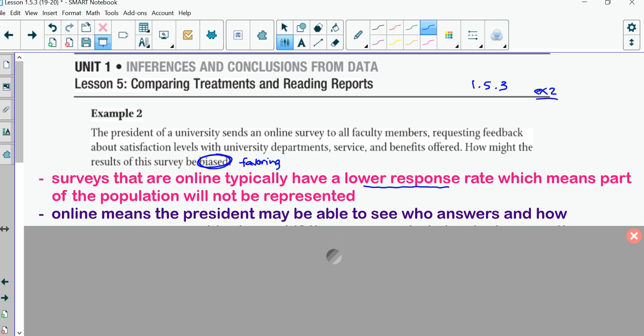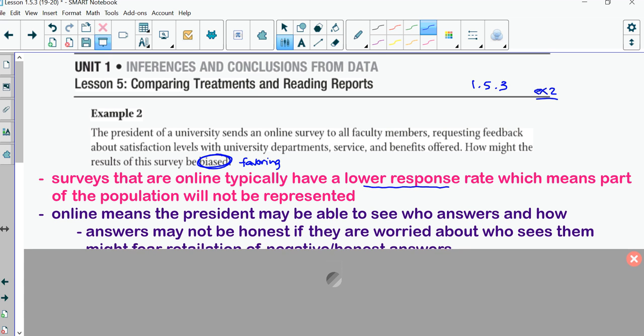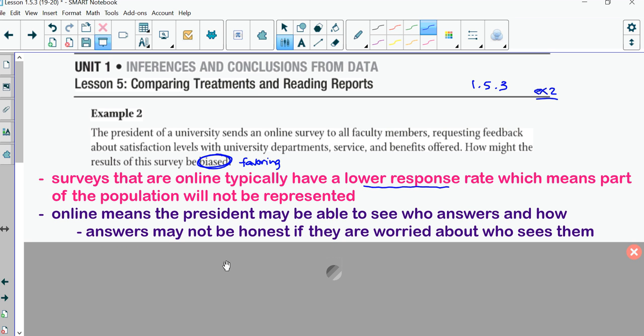Okay. Another thing, online means that the president may be able to see who answers and how. So anytime that you have something online, instead of writing it down on a piece of paper and handing it in without your name on it, there's a possibility that the technology could generate the email address or the name associated with it, which means people are going to answer in a way that might not be honest because they don't want to tell their boss something bad and then have that reflect negatively on their job and then they get fired or not get a promotion.